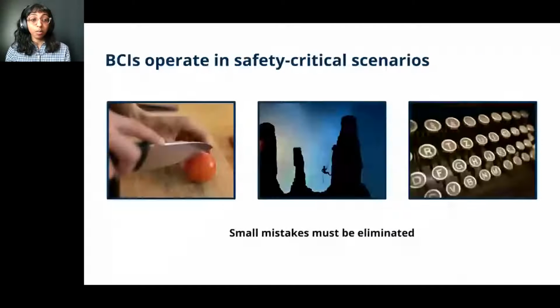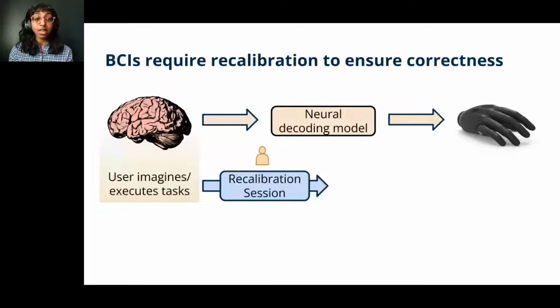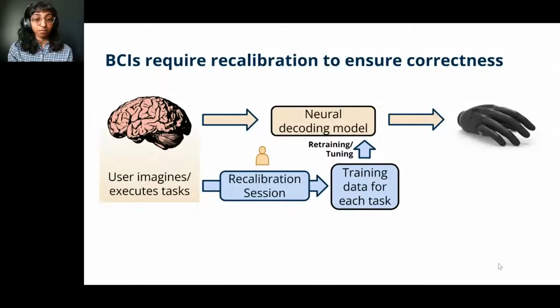Because such BCIs operate in highly safety-critical scenarios and in scenarios that require high precision, it is important that even the smallest mistakes or faults are eliminated. Current methods for BCI fault repair involve time-consuming recalibration sessions in which a clinician asks a user to either execute or imagine the same tasks that the BCI is expected to perform, such as holding various hand postures, while the brain signals are being recorded. The collected data can then be used for model retraining.